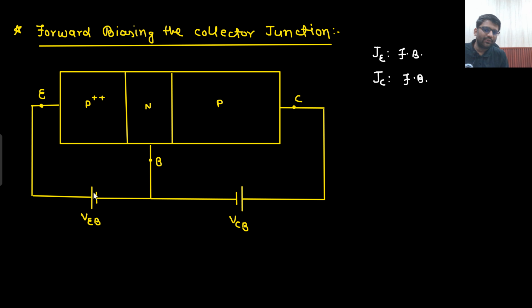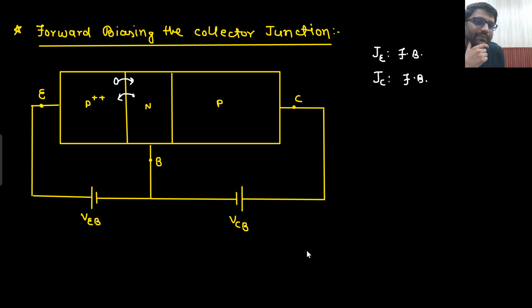Previously, whatever job this emitter junction was doing, it will do the same job. It will inject the holes, and it will inject the electrons. Depletion width is very small. Electrons will come and diffuse, holes will come and diffuse. Previously there was a good enough electric field. What would that electric field do? That electric field would take up these holes and current would flow.